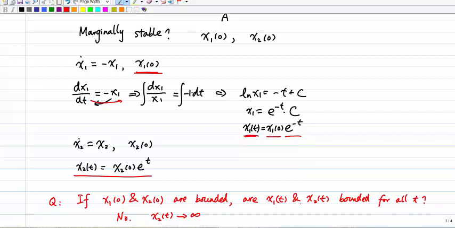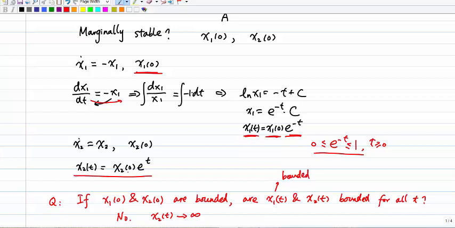That's the solution. So we need to verify if x1 and x2 are bounded for all time t, if I have a bounded initial state x1 0 and x2 0. As we can see, x1 0 is bounded, and this term is bounded because e to the minus t, for t greater than 0, is non-negative and also less than or equal to 1 for any positive t. So yes, x1 of t is bounded.